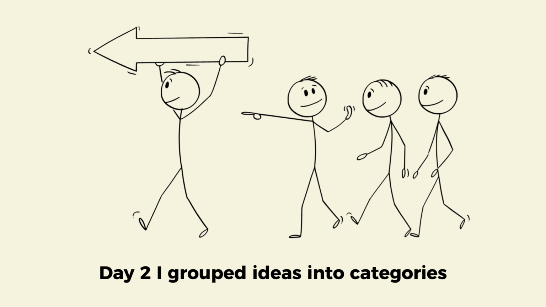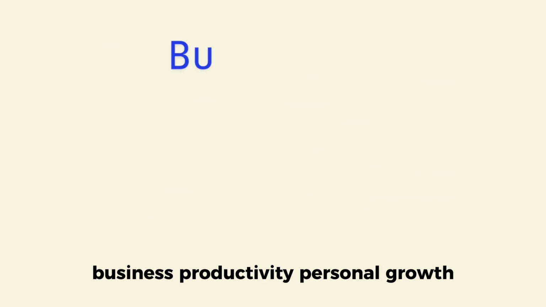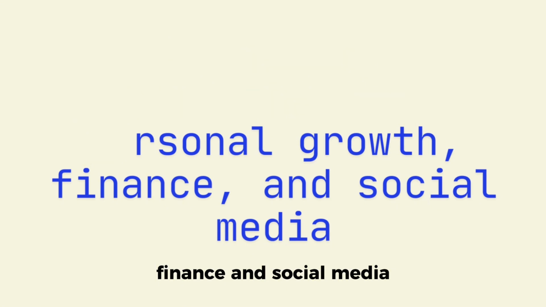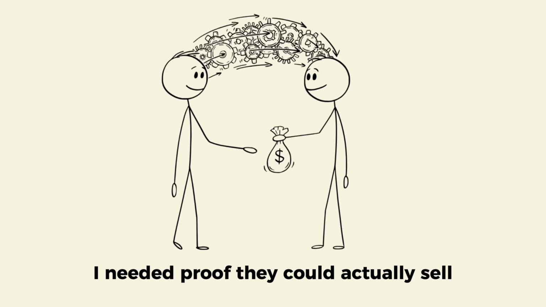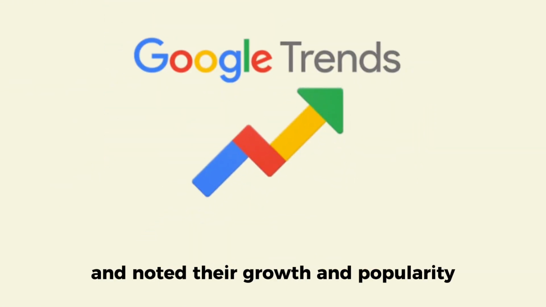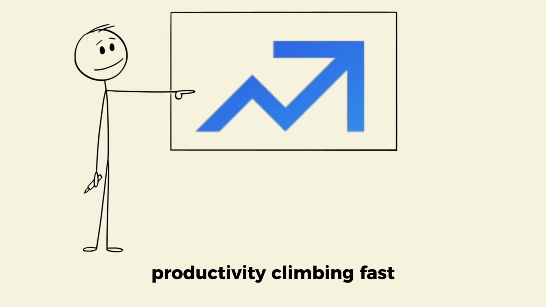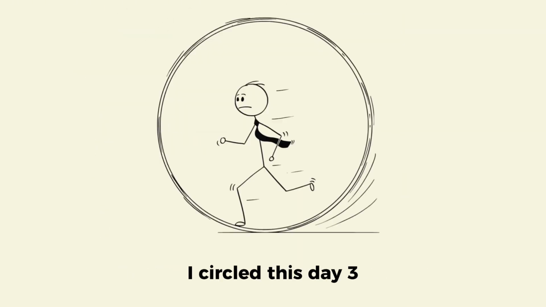Day 2. I grouped ideas into categories: business, productivity, personal growth, finance, and social media. I needed proof they could actually sell. I opened Google Trends and noted their growth and popularity. Then I used Exploding Topics and saw AI productivity climbing fast. I circled this.